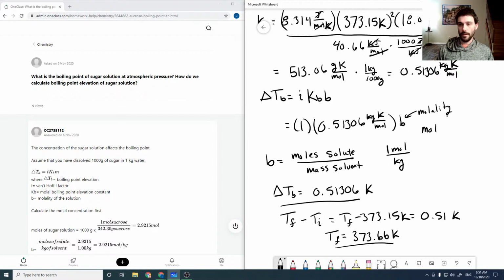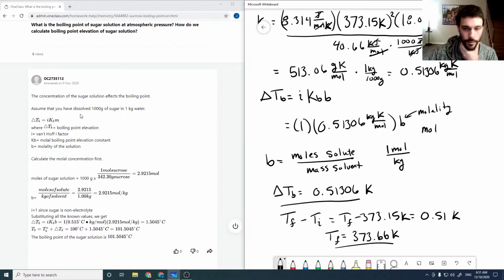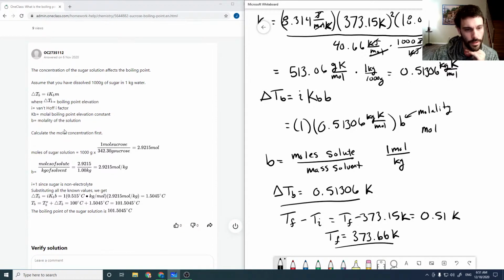So a sugar solution that was a mole per kilogram would boil at 373.66 Kelvin. And we can use this same constant for any molality, so all you need to do is figure out the new molality. Okay, so if we check here, here's our boiling point equation.